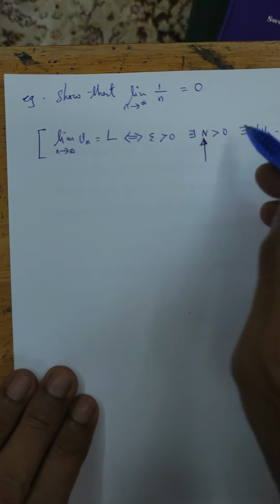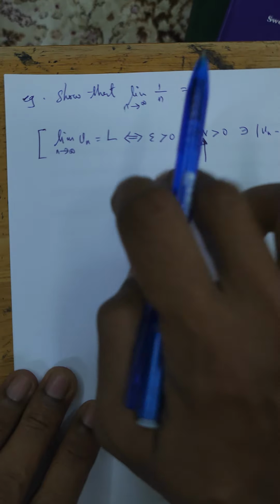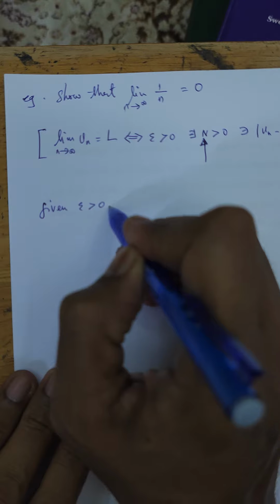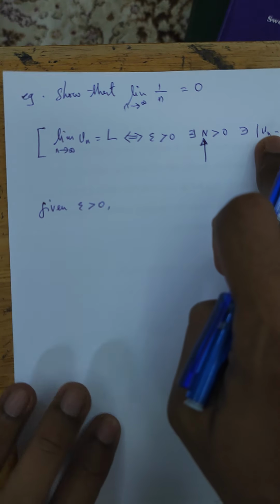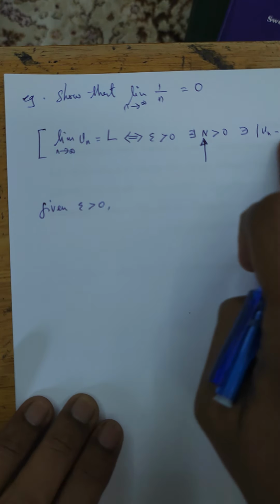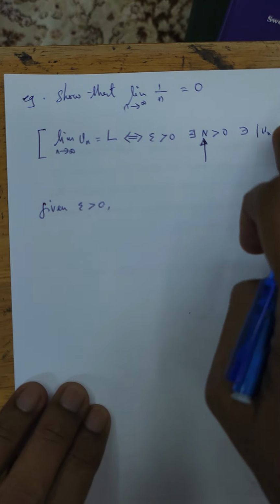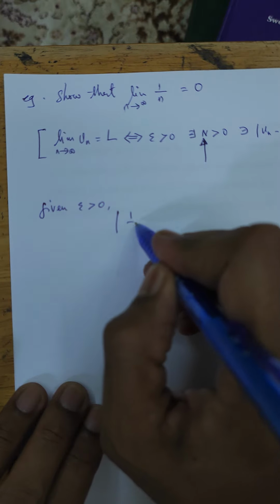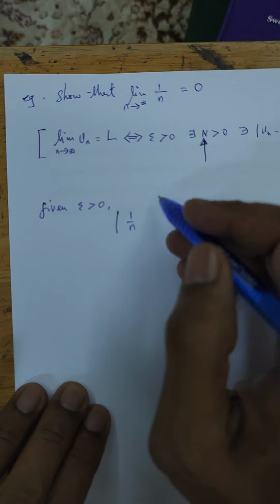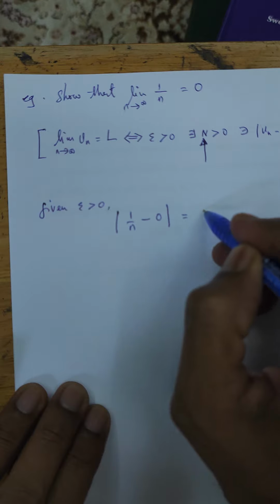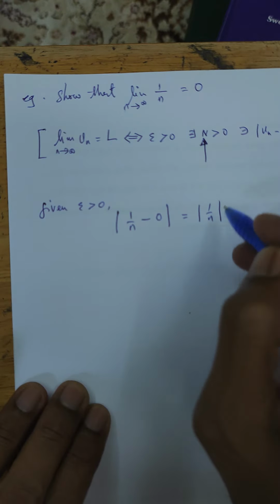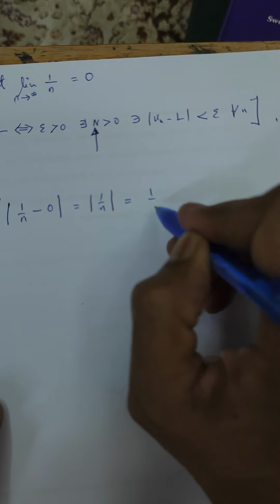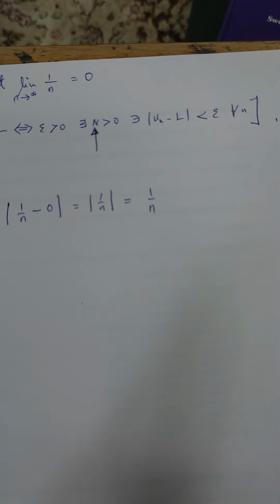So let's say, given any epsilon positive, this is the first step that you need to have. Then we need to have this condition here. So from there we have u_n minus L, so our u_n is 1 over n, minus L, our L is 0, minus 0, that gives you 1 over n. And since this part is always positive, we know that this is equal to 1 over n.